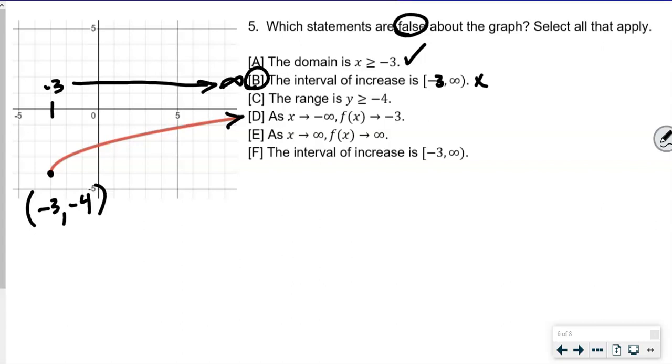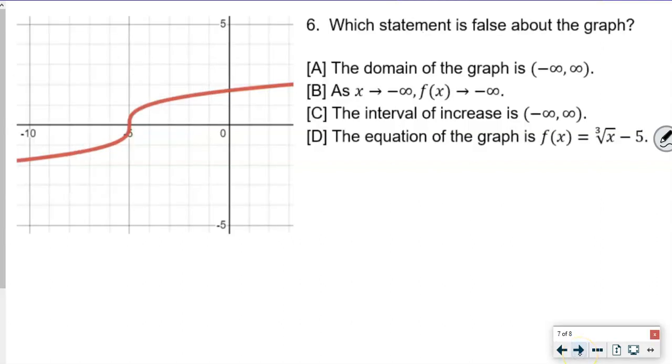The next one says the range is y is greater than -4. Well, that's true because it starts here at -4 and then it goes up, right? So that's true. That's greater than. Then it says as x approaches negative infinity over here, what is y? Remember, f of x means y. Approaching -3? It's approaching -4, isn't it? Again, that's our y value. So there's another false statement. As x approaches infinity, does the graph approach infinity? That's true. And then the interval of increase, was it from -3 on to infinity? Yes, that's also true. And we already talked about that one, and we fixed it up there on B, okay?